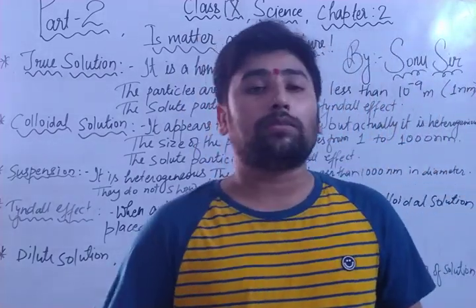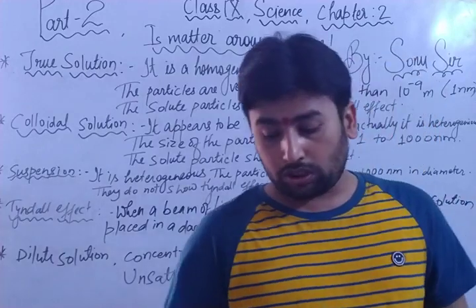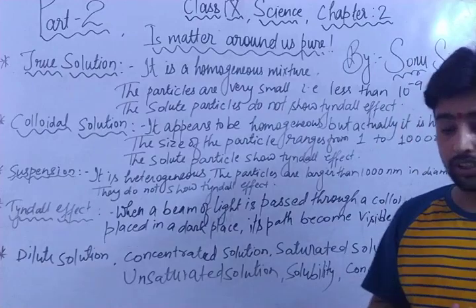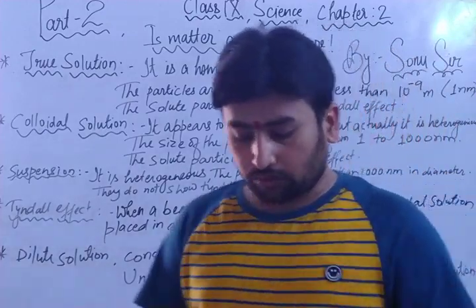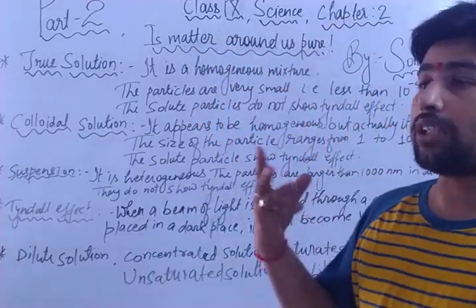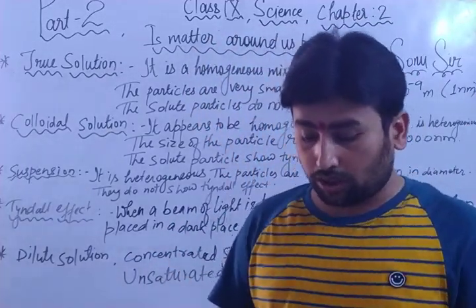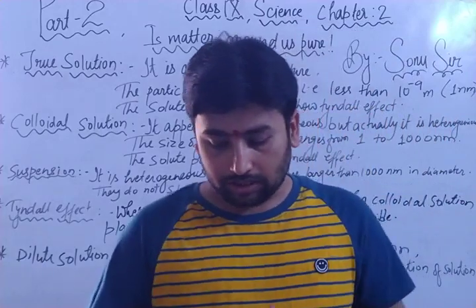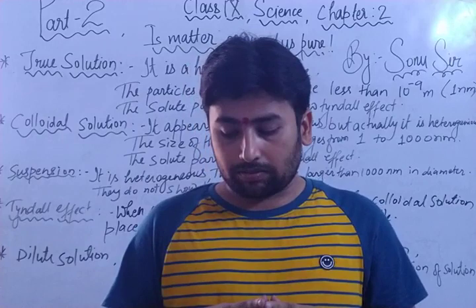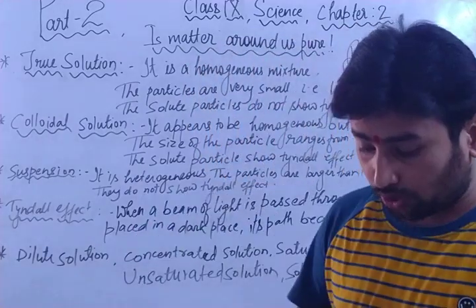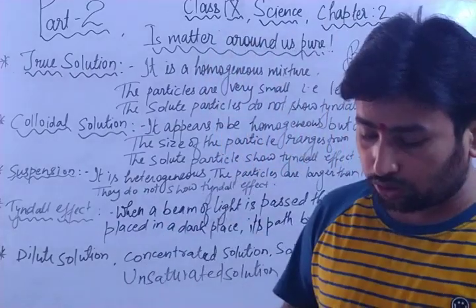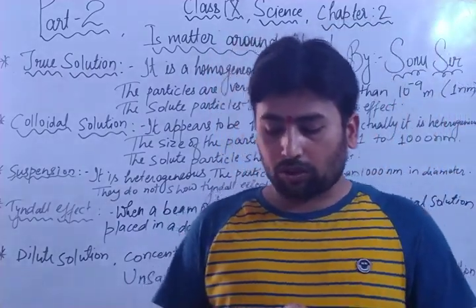It is of two types, mass by mass percentage of solution or mass by volume percentage of solution. Mass by mass percentage of solution is equal to mass of solute upon mass of solution into 100. Sorry, not 1000. And mass by volume percentage of solution is equal to mass of solute upon volume of solution into 100.